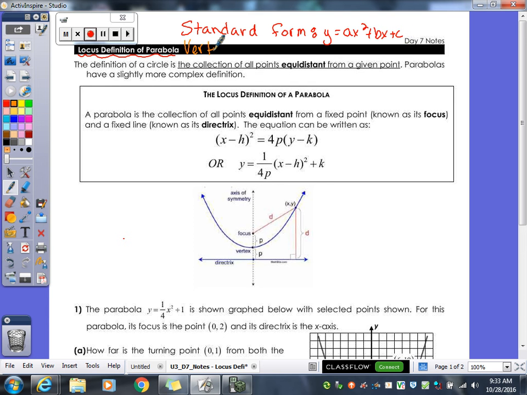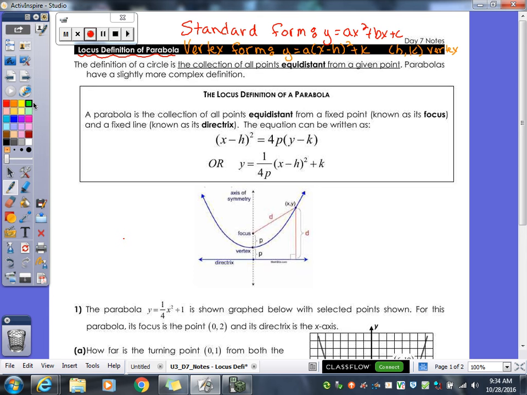Another one we used last unit was our vertex form, and that was your y equals a times x minus h squared plus k, where h comma k was your vertex. So we're getting into a third way of being able to write our equation for our parabola, and that's known as the locus definition of a parabola.